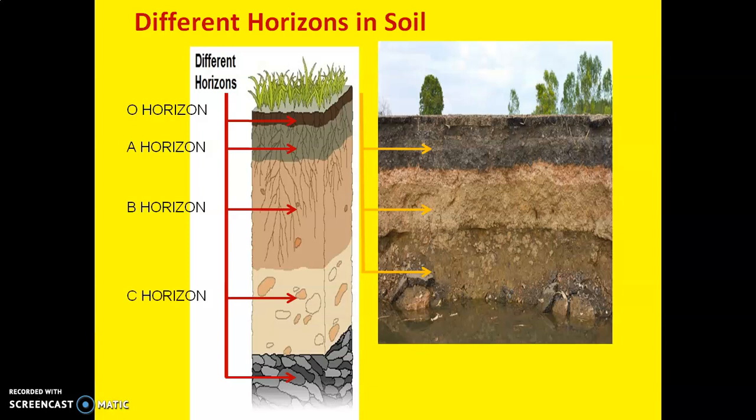C horizon, also known as parent rock, is in the form of a large rock which is sometimes unbroken. It contains soluble inorganic compounds. R horizon, also known as bedrock, forms the bottommost layer of the soil profile. It is in the form of a large, unbroken rock strata as a continuous hard mass.